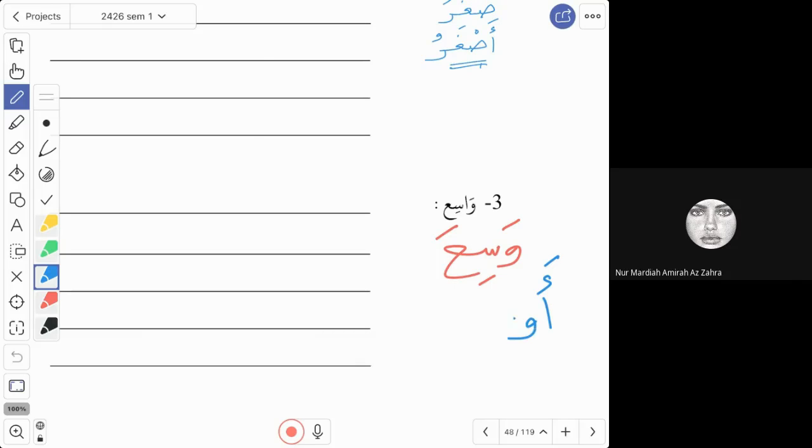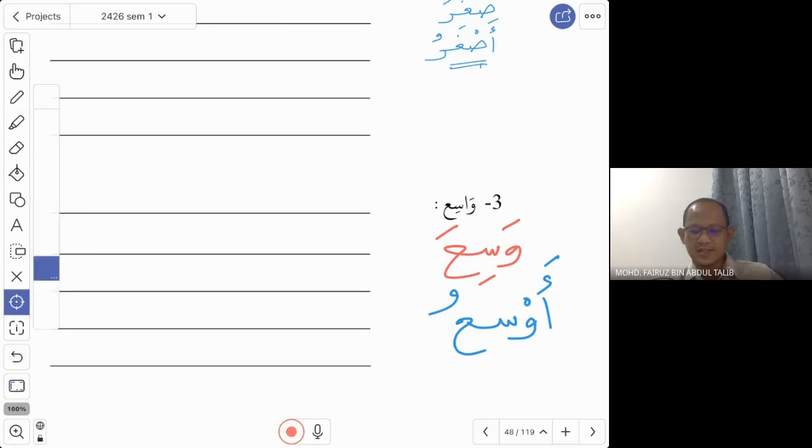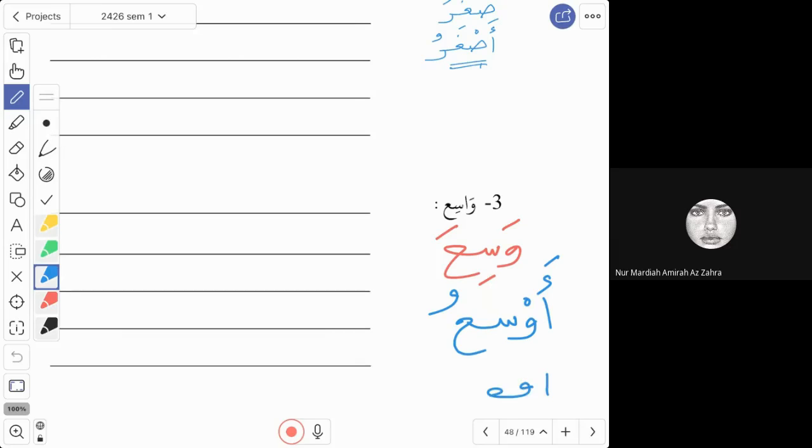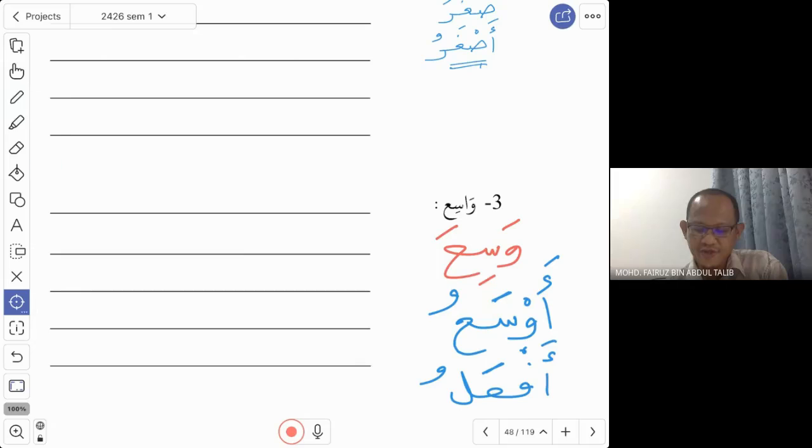Awsi. Is it awsi'u or awsa'u? Do not look at this, but look at the wazan. How do you read the wazan? The wazan is af'alu. So here it should be awsa'u. Okay, so do not let this confuse you.